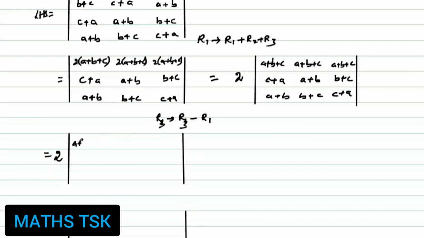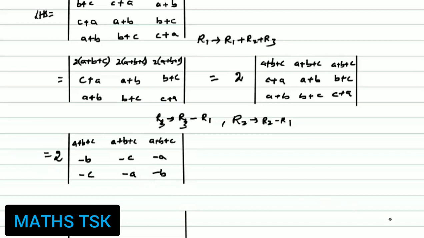So a plus b plus c here. This is a plus b plus c. Then a plus b plus c. First row is the same. I take R2 also here, R2 tends to R2 minus R1. R3 and R2 are changed. How did R3 change? How did R2 change? R2 minus R1 means c plus a minus b is minus b. Then a plus b minus this is minus c. Similarly, minus c, minus a, minus b.